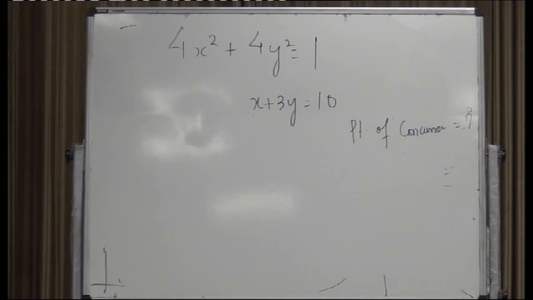क्या क्या आपने पॉइंट ऑफ कंकरेंसी h comma k लिया? Yes, sir. Okay so you have written 4hx plus 4ky is equal to 1 और इसको आपने कंपेयर कर दिया तो क्या आया? 4h upon 1, 4k upon 3 is equal to 1 upon 10. Good, तो h क्या आया 1/40 and k क्या आया 3/40. Perfect.